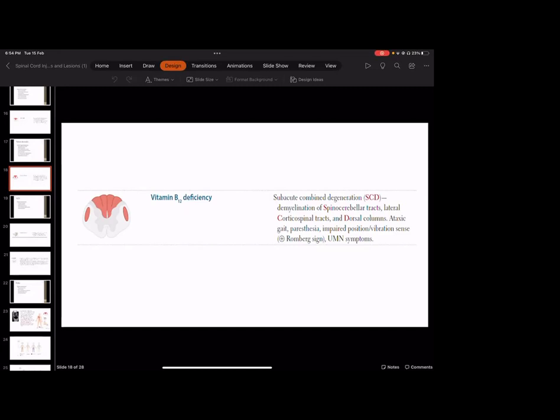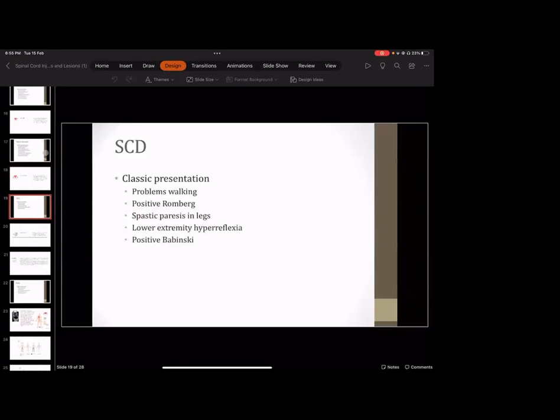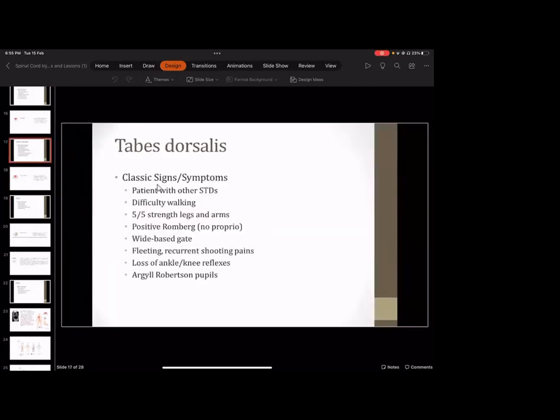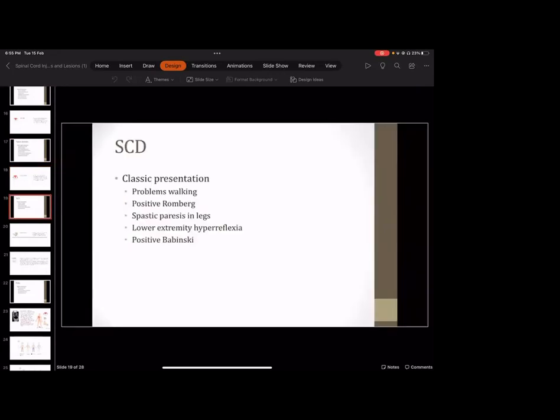So what's going to be affected in this person is upper motor neuron signs because the corticospinal tracts are affected, and he's going to have ataxic gait. He's not going to have any proprioception, vibration sensations, and all that. And again, it's going to be a positive Romberg sign. Classic presentation is problems walking, positive Romberg, spastic paralysis in his legs. Why? Because upper motor neurons are affected. Positive Babinski and hyperreflexia again. While in the other person, he had no reflexes. This person has reflexes. You get a difference, okay?